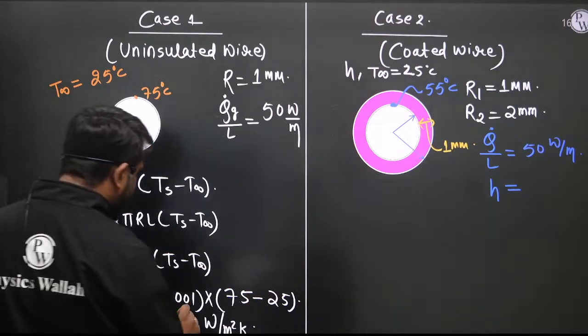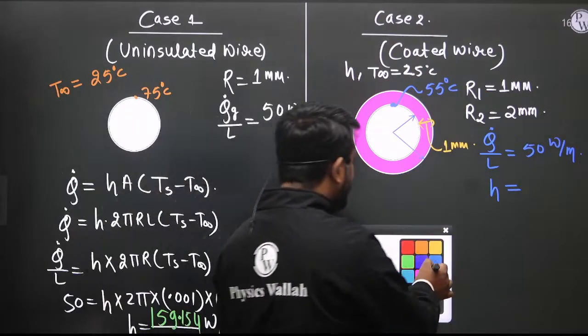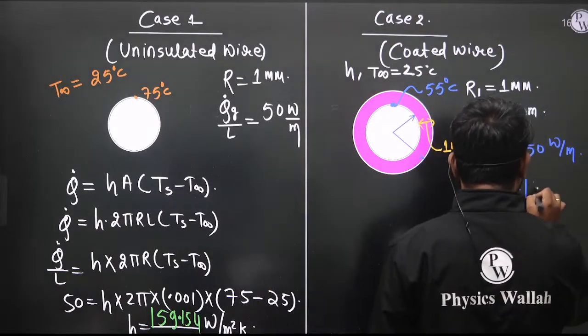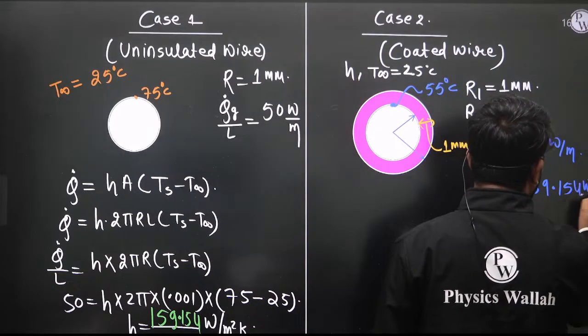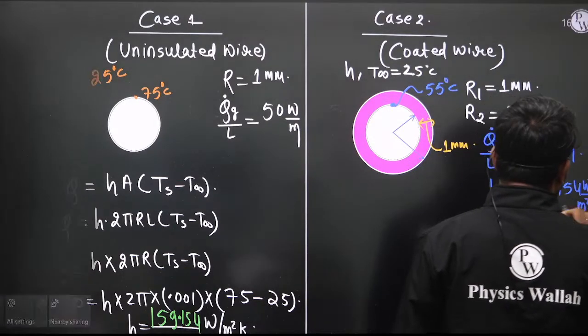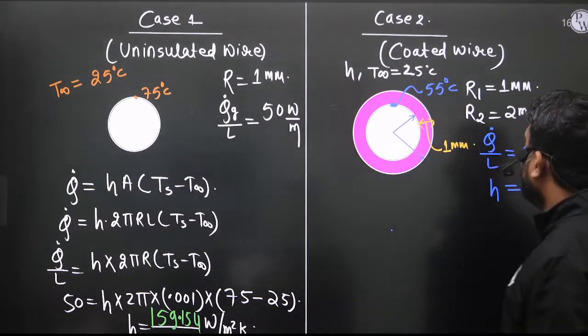159.154 watt per meter square Kelvin. So what is the value of h here? That is 159.154 watt per meter square Kelvin. This is the value of h.